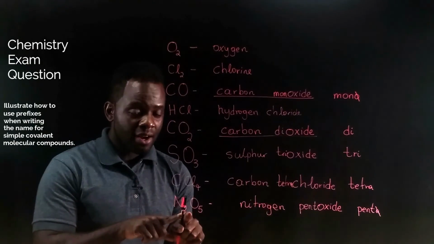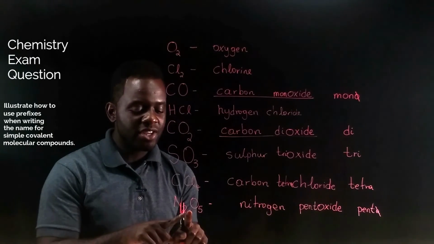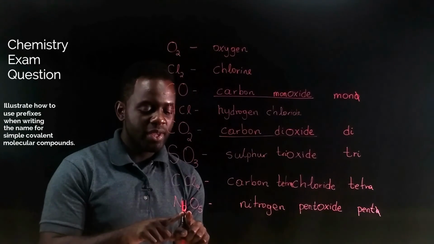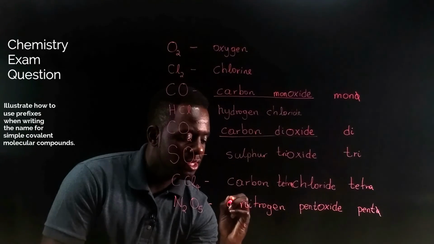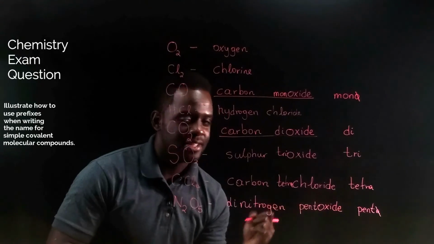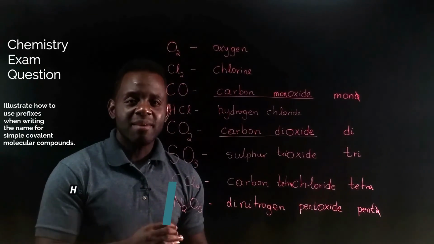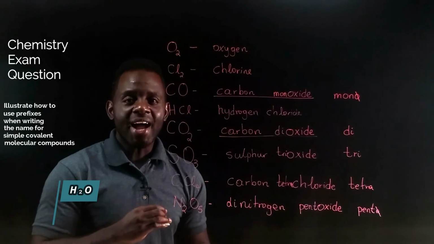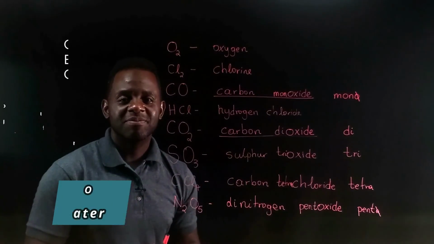And we now need to specify that there are more than one of the nitrogen atoms in the molecule, and that's di since we have 2. So the name of the molecule is dinitrogen pentoxide. And one final caution: when naming the molecule H2O, rather than saying dihydrogen oxide, simply say water.